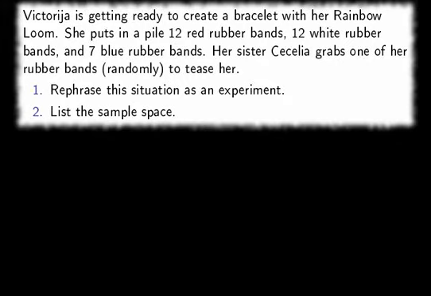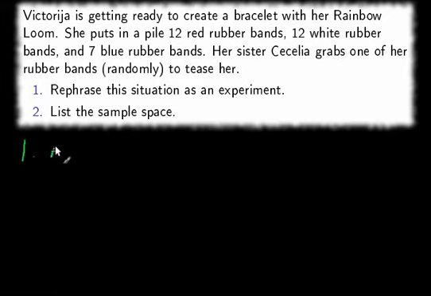Number 1. Rephrase this situation as an experiment. Well, it's not important the names of the children, the fact that one of them is trying to make a bracelet, or that they're using a rainbow loom. What's important statistically or mathematically is that we have a pile of 12 red rubber bands, 12 white rubber bands, and 7 blue rubber bands, and one of the rubber bands from that pile is being randomly selected. So that is the experiment.